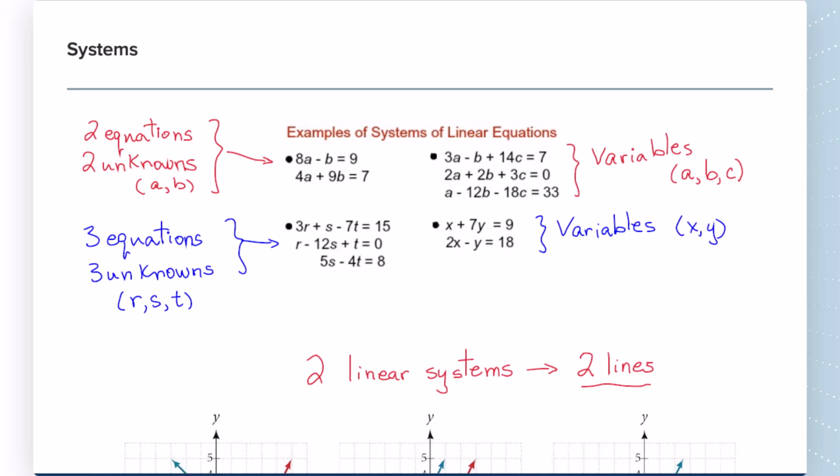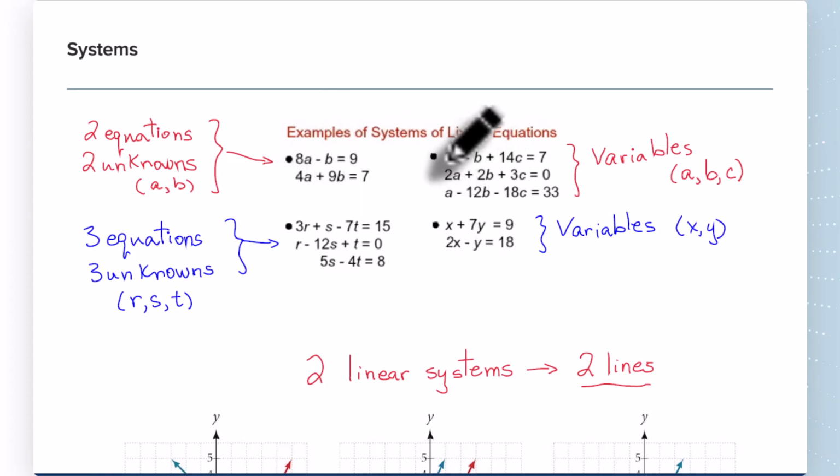We are looking at systems of linear equations. Let's look at a few examples. Look at this first one here. 8a minus b equals 9. 4a plus 9b equals 7. So two equations, two unknowns. You're trying to find an a and a b that solve both of them.